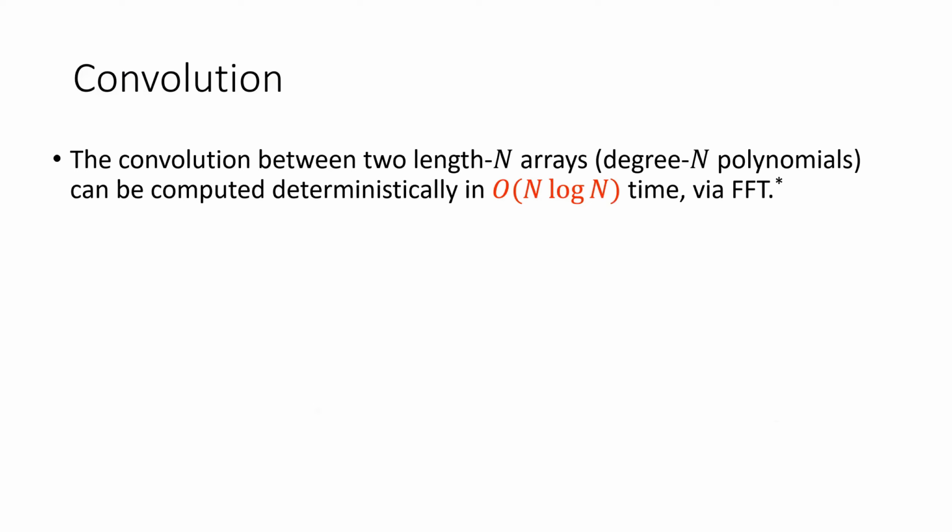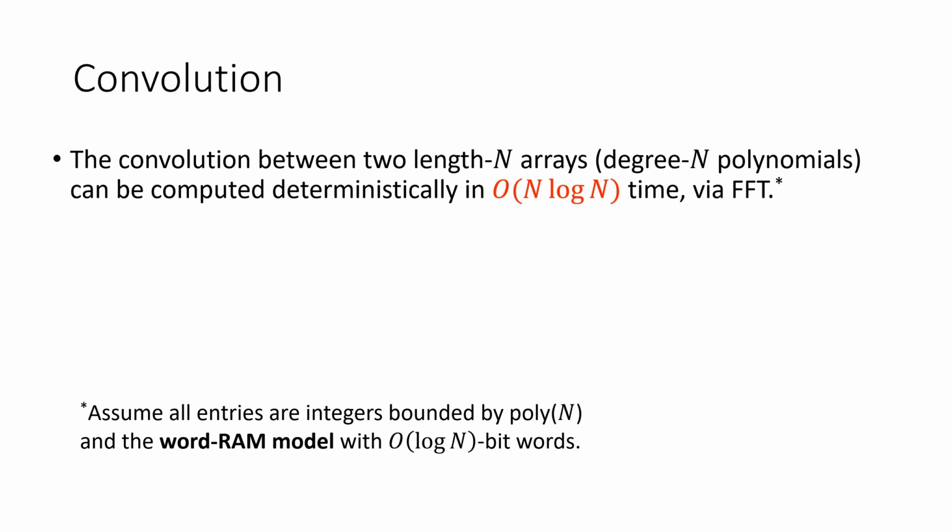It is well known that the convolution between two length n arrays, or two degree n polynomials, can be computed deterministically in order n log n time using the fast Fourier transform, or FFT, algorithm. Because we care about log factors in this work, we need to specify the computational model.